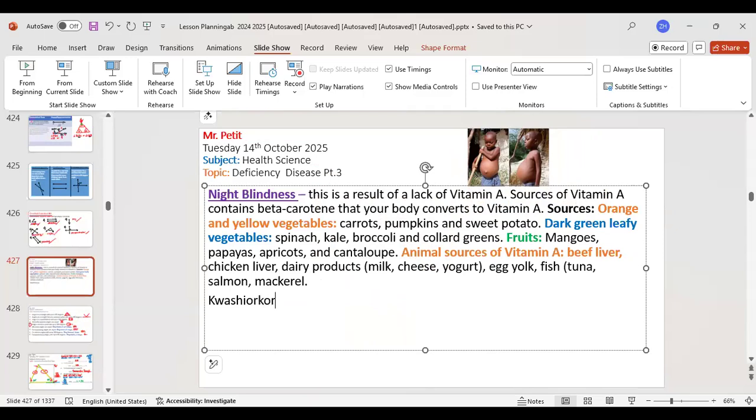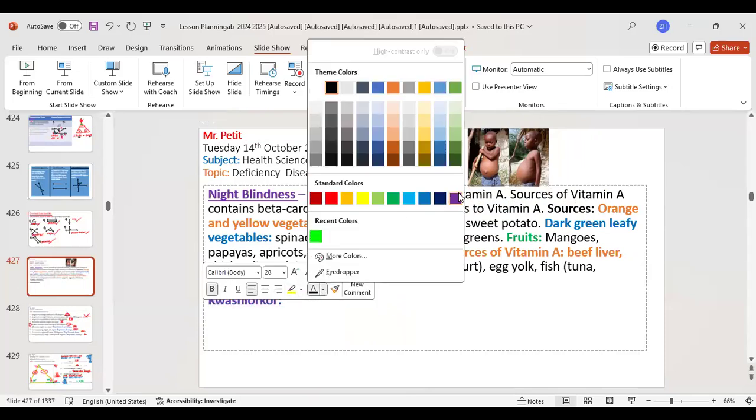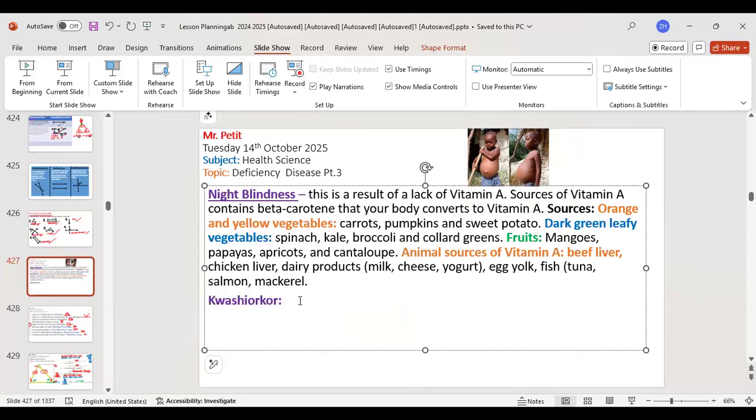Kwashiorkor. This is very easy to pronounce. If y'all like, just take your time. Kwashiorkor. Okay. So we say Kwashiorkor.